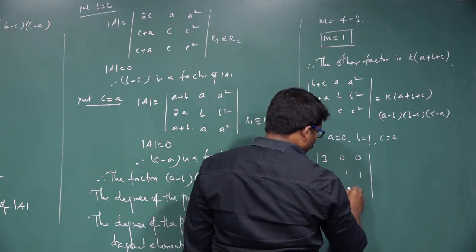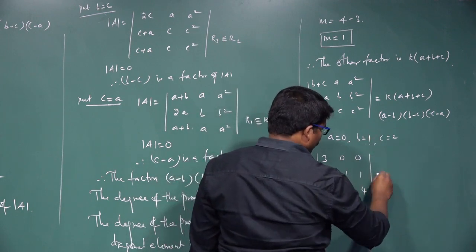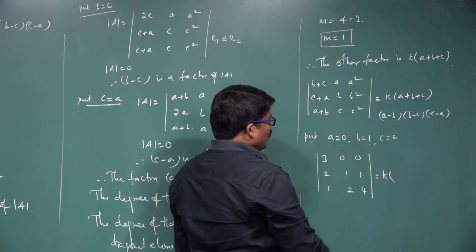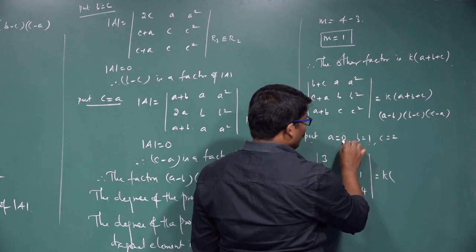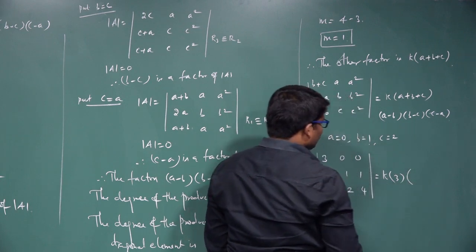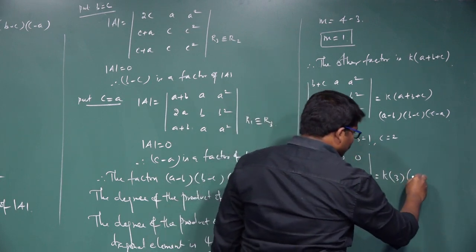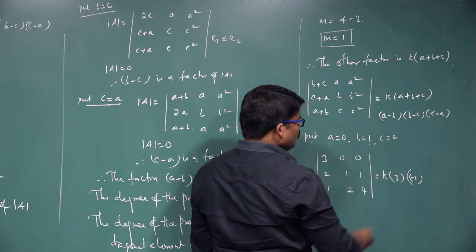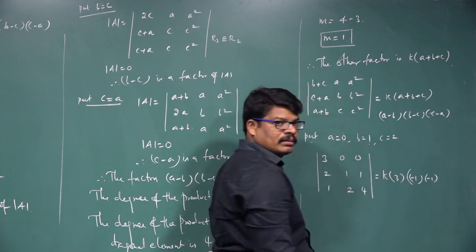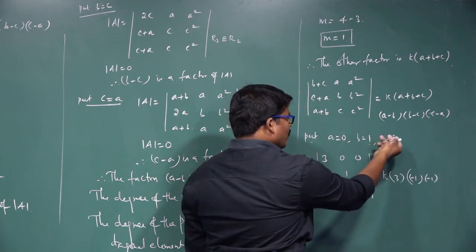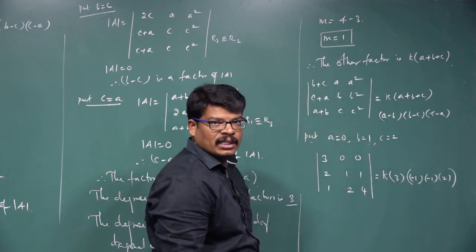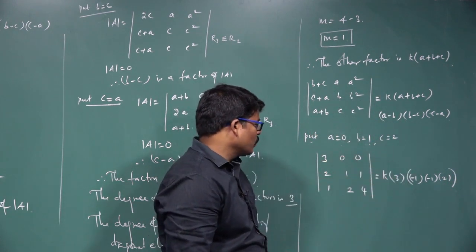C square, c value 2, c square is 2 square is 4, equal to k into a plus b plus c. A plus b plus c, a value 0 plus 1 plus 2 is 3. Into a minus b, 0 minus 1 is minus 1. B minus c is 1 minus 2, minus 1. Next one, c minus a. C minus a is 2 minus 0 is 2.